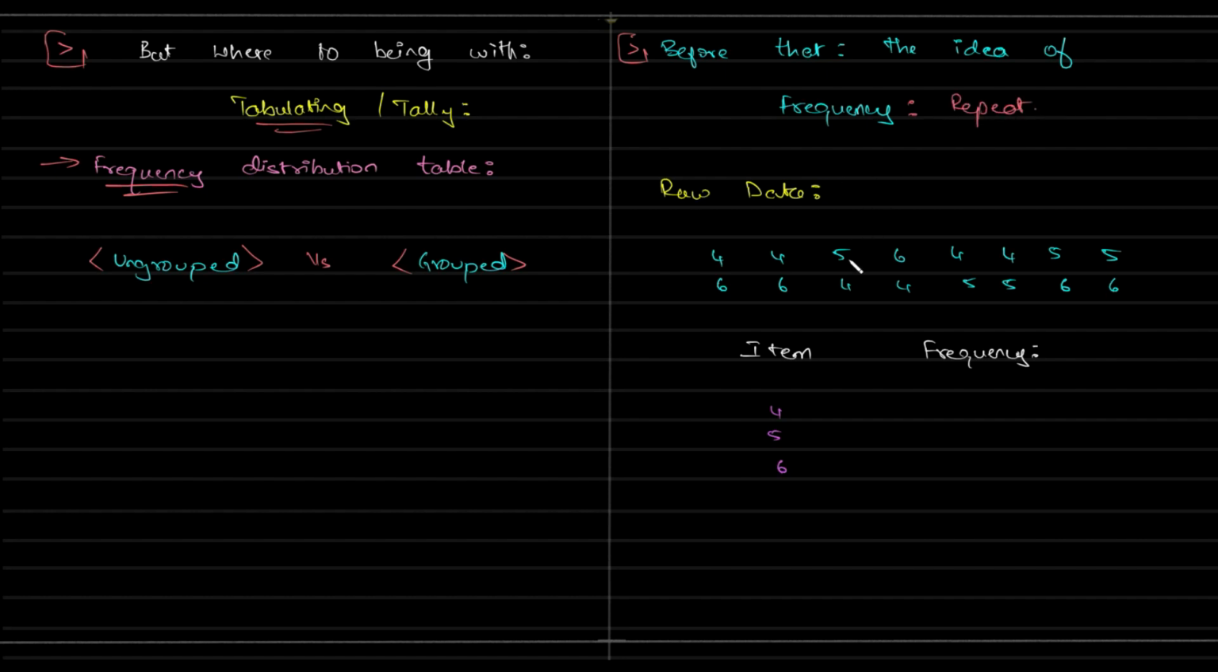In physics, we talk about frequency as repetition. How many times has something repeated? So when it comes to raw data, if you want to tabulate it, we will use a frequency distribution table. But how does it work? I told you frequency is repetition, but how is this linked?